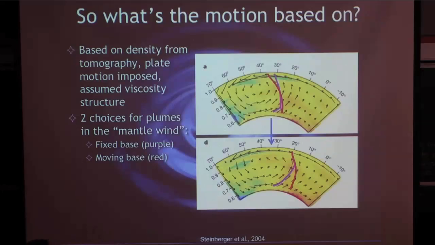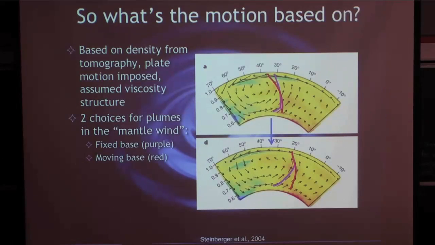So these are your options if you want to use this kind of approach, if you want to try and explain how these plumes are moving over time. One of the models that Tarduno described is this whole mantle flow moving these plumes around. This is what Steinberger's version of that looks like. And as you saw, it does a reasonable job. It doesn't do a perfect job at explaining the tracks.